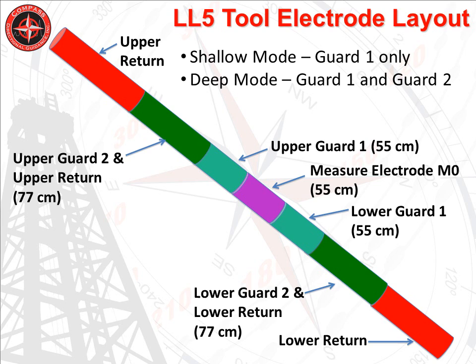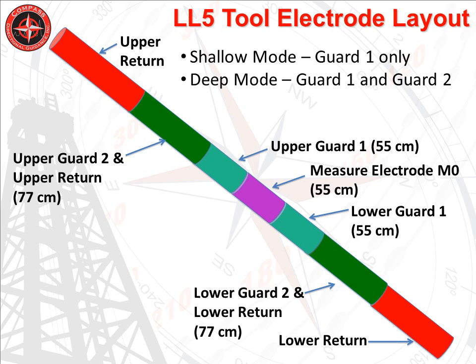This slide shows how one might implement shallow and deep reading lateral log measurements into a single tool using a drill collar with insulating gaps. This embodiment uses 6 insulating gaps, creating 5 isolated electrode sections, hence the designation as LL5.